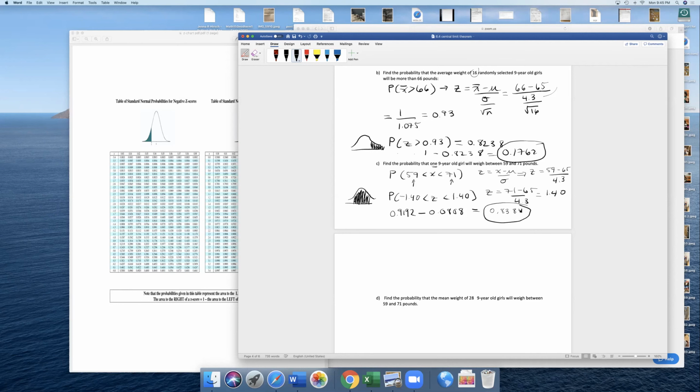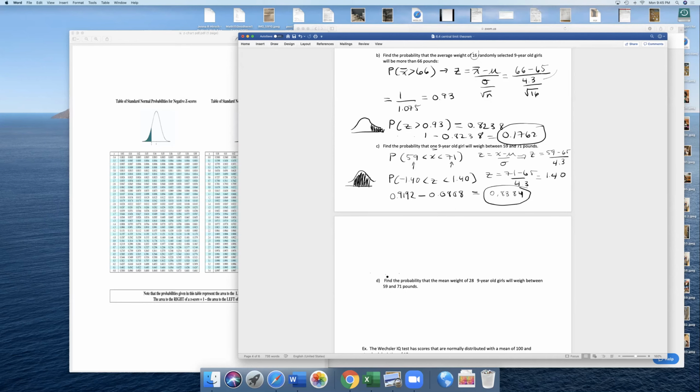Okay, so the probability that I select a random 9-year-old girl who weighs between 59 and 71 pounds is going to be an 83% chance. Now let's take a look at this on the other end. Let's find the probability that the mean weight of 28 9-year-old girls would be between 59 and 71 pounds.